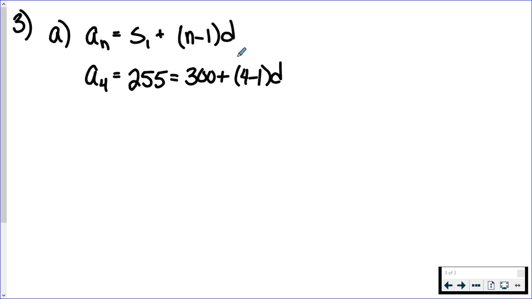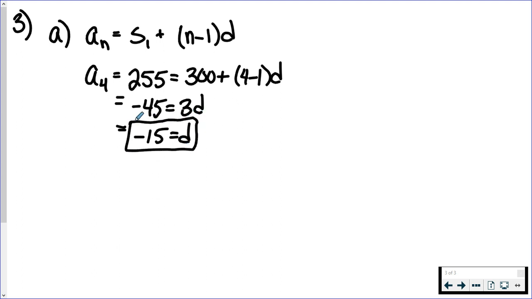So now we just go ahead and solve here. So subtract 300 from both sides. We get negative 45. We can distribute here, right? So we get 3D. We don't really have to distribute, right? Just 3 times D, divide by 3. So negative 15 is equal to D. So each level, they take 15 seconds off.